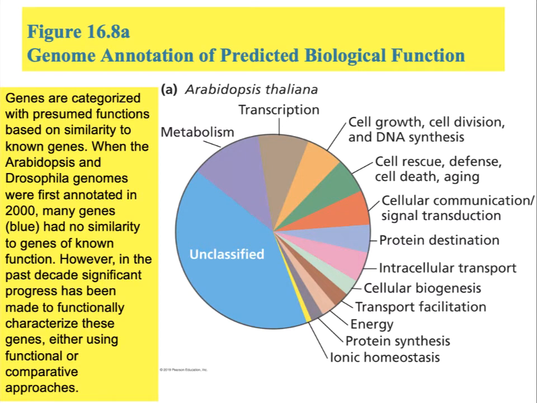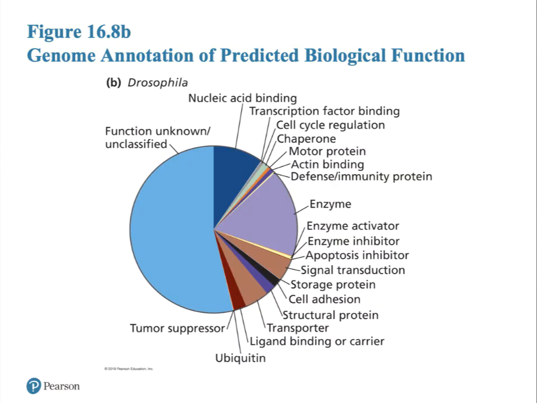In figure 16.8a, we're looking at Arabidopsis, the weed, and we see that its genome has already, for the most part, been classified, even though about 45% of it remains to be classified. Contrast that to figure 16.8b, the genome annotation of Drosophila, the fruit fly, with predicted biological function, and we can see clearly that over 50% of the genome has unknown, unclassified function as of this time.